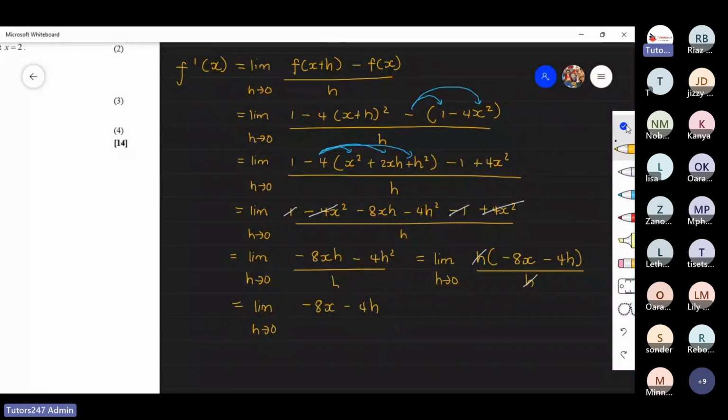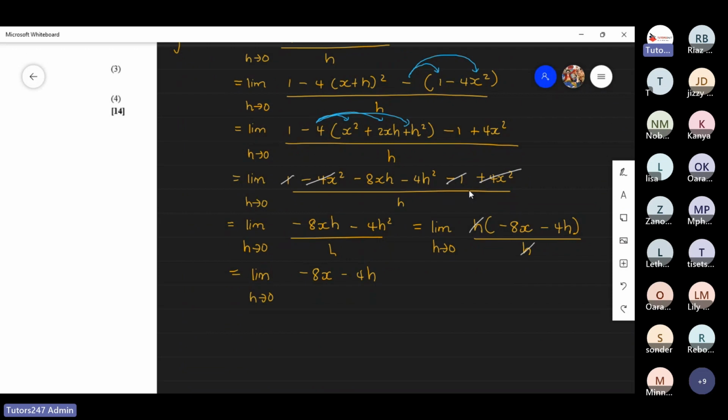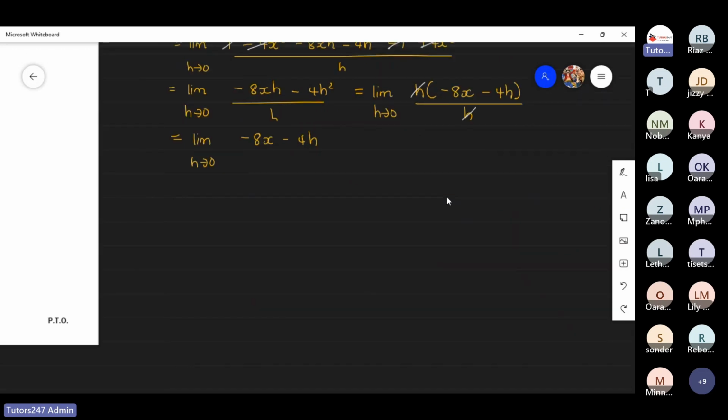Now, if you notice, we no longer have a denominator of h. Previously, we had that denominator of h, whereby if we substituted h equals 0 into the right-hand side, we would have been left with an undefined answer. Why? Because you cannot divide by 0. But now, because we've got rid of the h at the bottom, we no longer have a denominator of h or a denominator of 0. We can now substitute h equals 0 into the right-hand side.